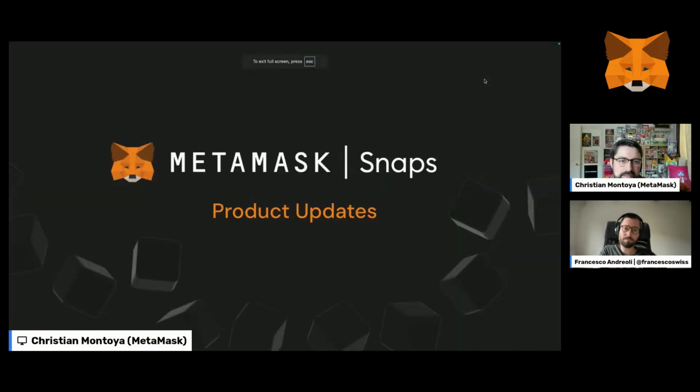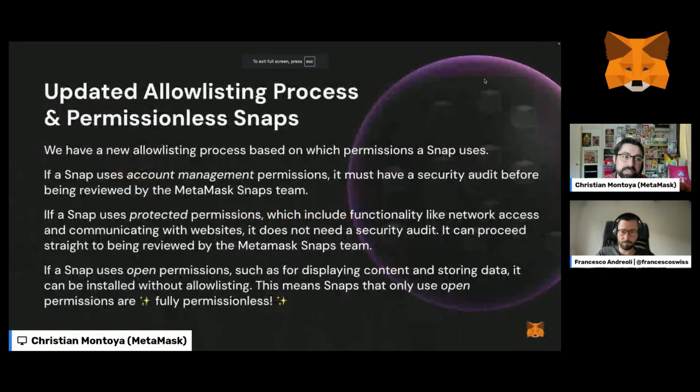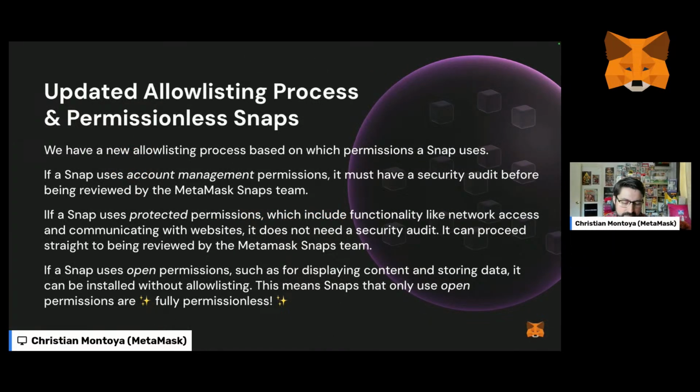And here we go. So one of the things that I'm excited to share with everyone is that we've updated our allow listing process for snaps. And I know we had a question in the chat about how long it takes for a snap to get reviewed for allow listing. It's usually about 1 week. So hopefully that helps.